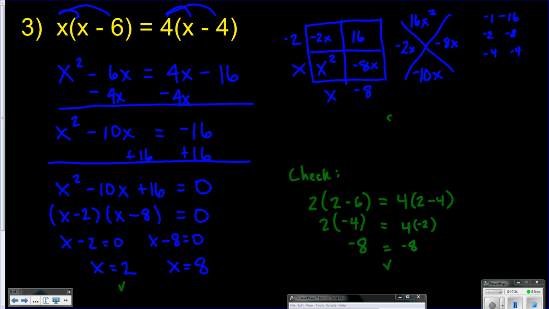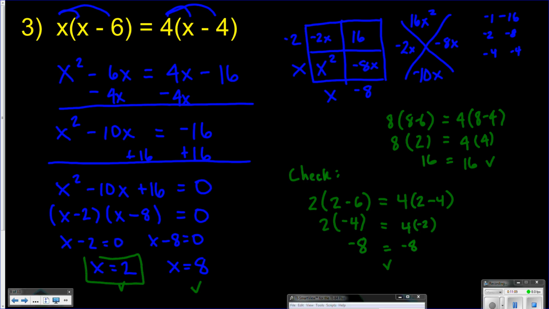So 8 times 8 minus 6 should equal 4 times 8 minus 4. 8 minus 6 is 2. 8 times 2 gives us 16. 8 minus 4 is 4. And then 4 times 4 also gives us 16. So we know that one is correct. So our answers are x should equal 2 and x should equal 8.